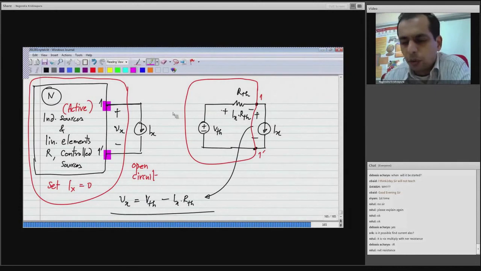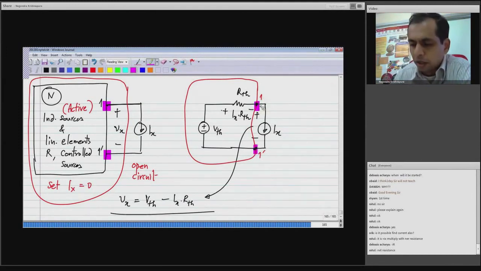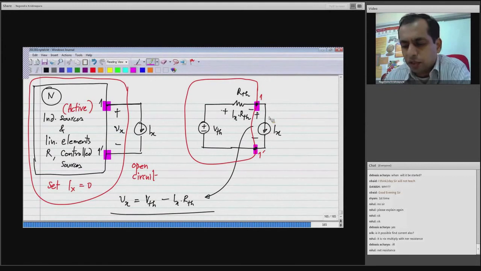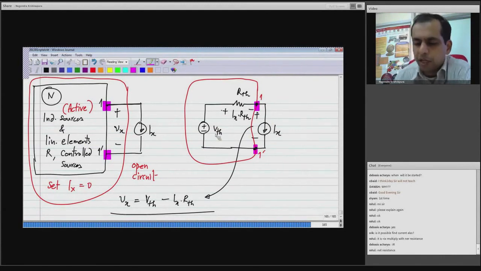Internal details of this we don't know. Internally here we have only a single voltage source and a single resistance. But as far as the terminals 1, 1 prime are concerned, the voltage across this and the current through this will be exactly the same as in the original network N. This is regardless of what is connected to it, because we didn't make any assumptions about Ix. Ix is some current which could be a current source or a substitution for some other load. But whatever it is, this entire thing, which is a set of independent sources and linear elements, can be replaced by a voltage source VTH in series with a resistance RTH.